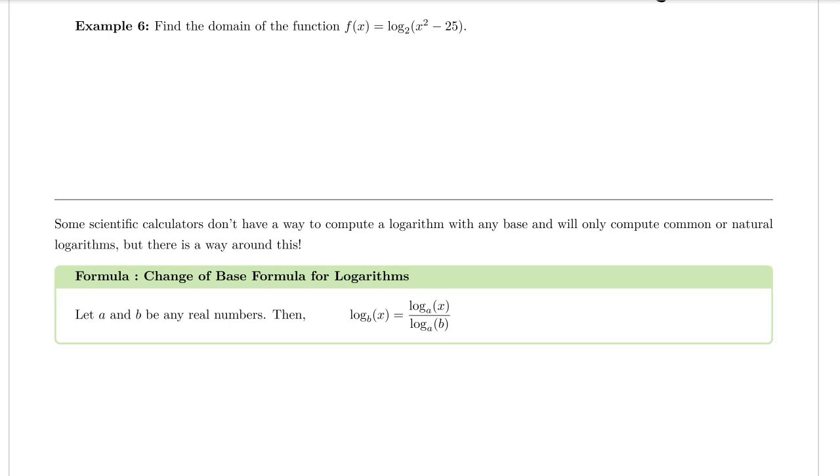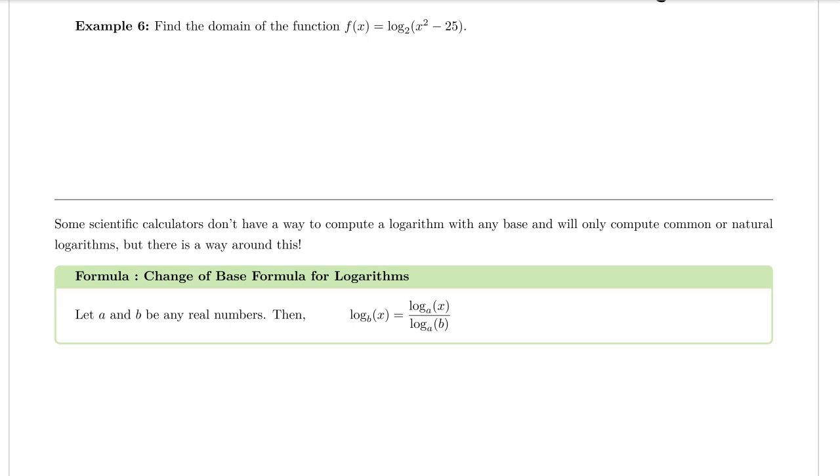Example 6 says, find the domain of the function f of x equals log base 2 of x squared minus 25. Now, we've mentioned this previously, but you might have forgotten. When we're taking a logarithm, we can only take the logarithm of a positive number, regardless of what the base is. So here we happen to have log base 2, but that doesn't matter.